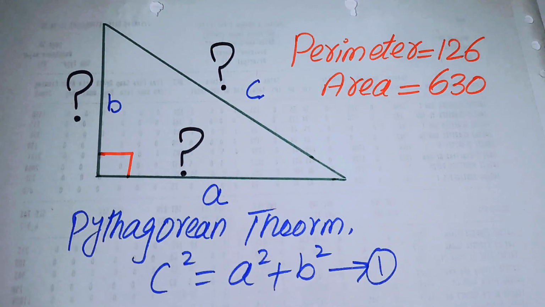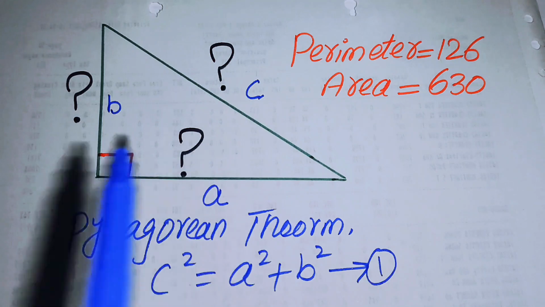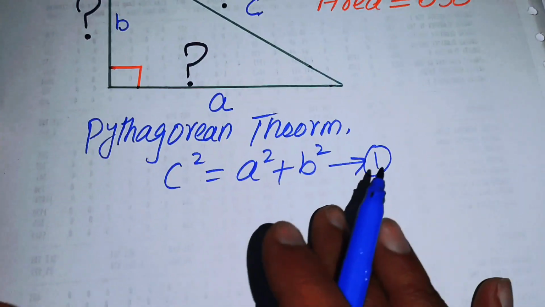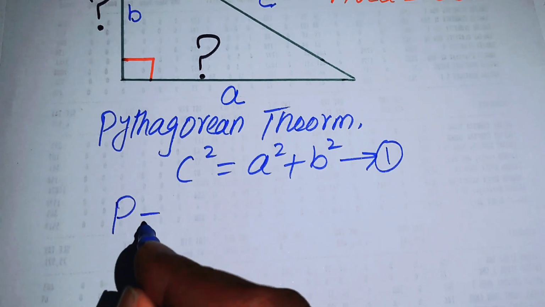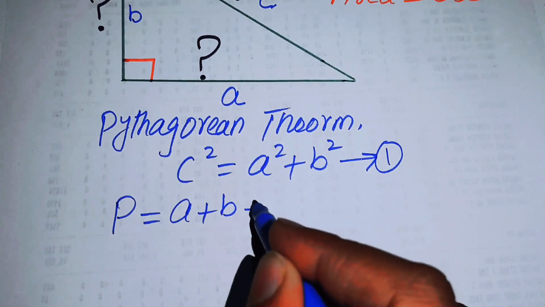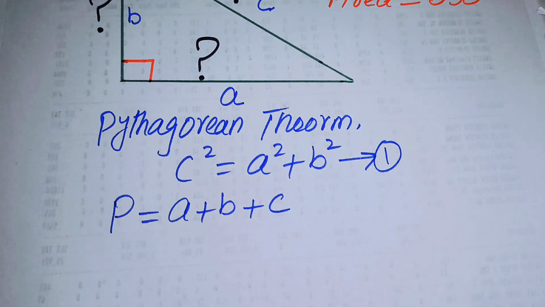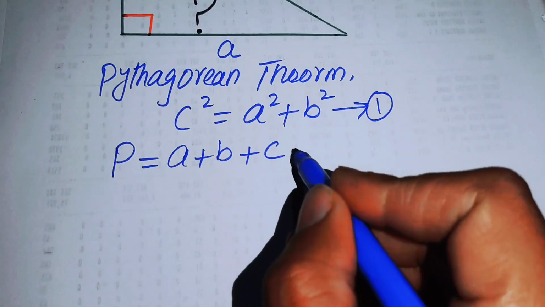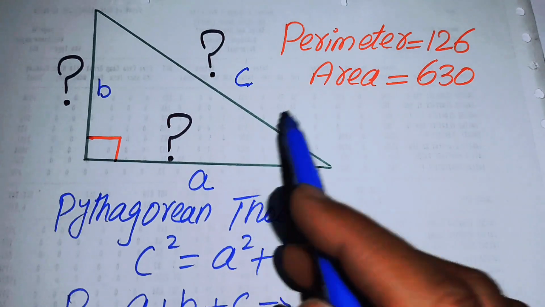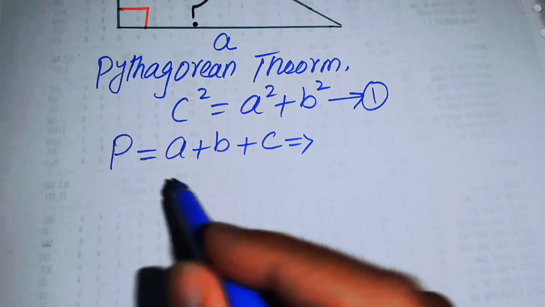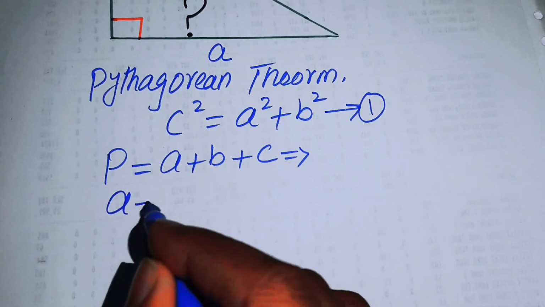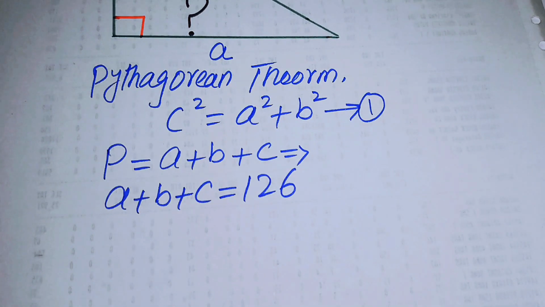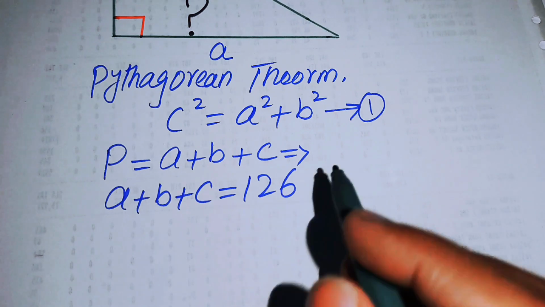And now you very well know about the perimeter and the area of the triangle. If the three sides of this triangle are a, b and c, then its perimeter, which we call p, equals a plus b plus c. It means that the perimeter is the sum of all three sides of the triangle. In the given question we are given that the perimeter of this triangle is 126, so we substitute this value here and we get a plus b plus c equals 126.